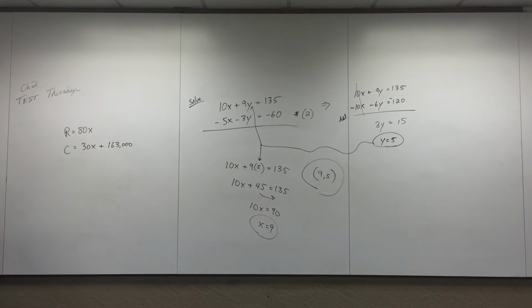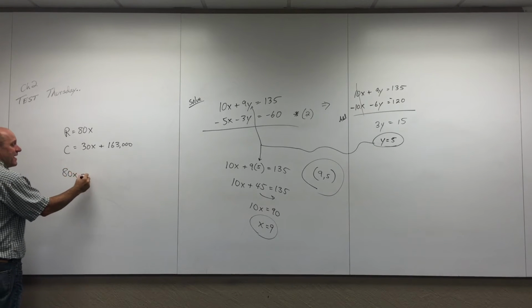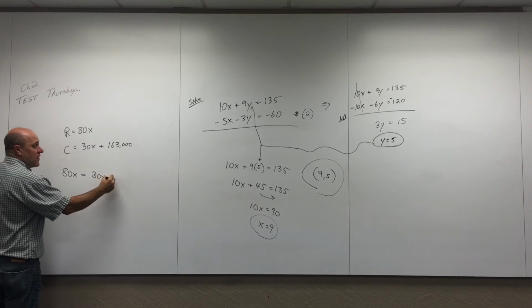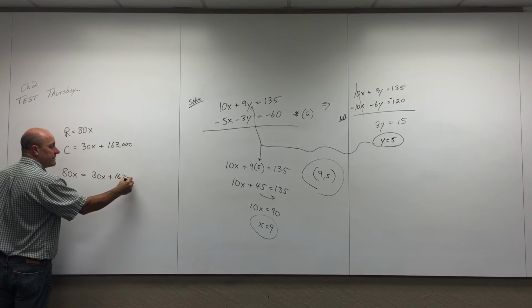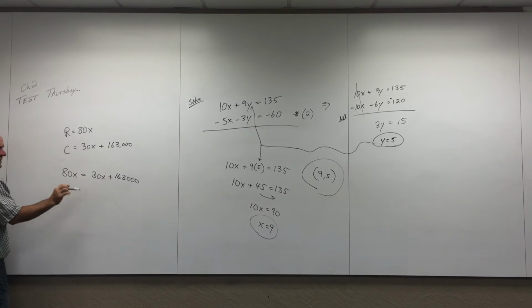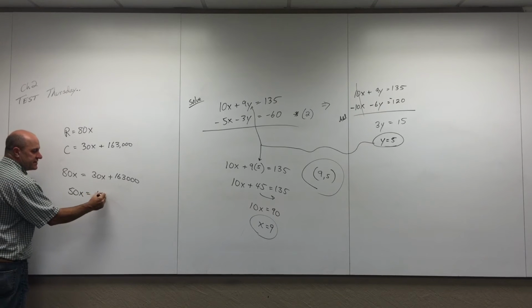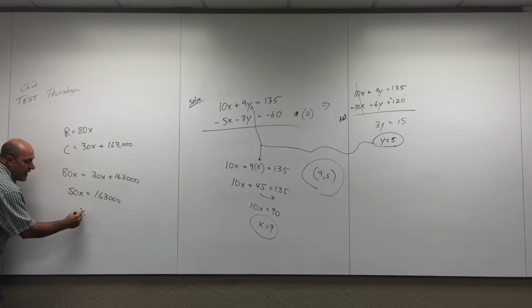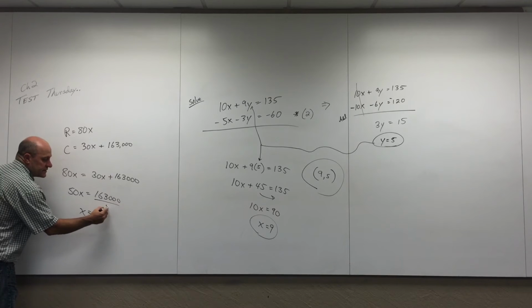And the question is, how many of these things should you sell, which is x, to break even? They told us that when I break even, my revenue should equal my cost. So this is pretty easy. I'm setting these equal to each other and solving for x. Subtract 30x, that's 50x equals this. Divide by 50 and we get an answer.